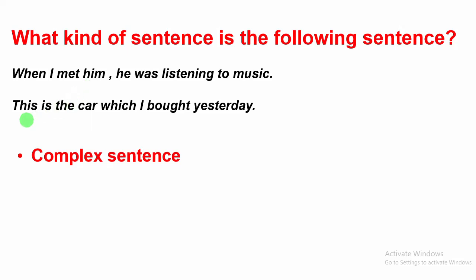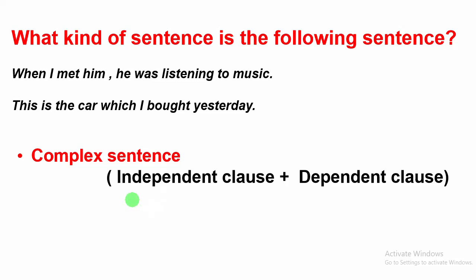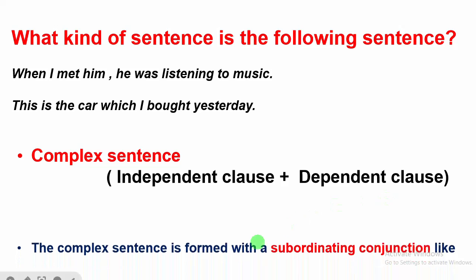The second sentence, this is the car which I bought yesterday. This is the car, that's the independent clause, and which I bought yesterday, that's the dependent clause. The dependent clause and the independent clause are connected together with the relative pronoun which, producing what we call a complex sentence. So to form a complex sentence, you need an independent clause and a dependent clause, and you connect them together with a subordinating conjunction.